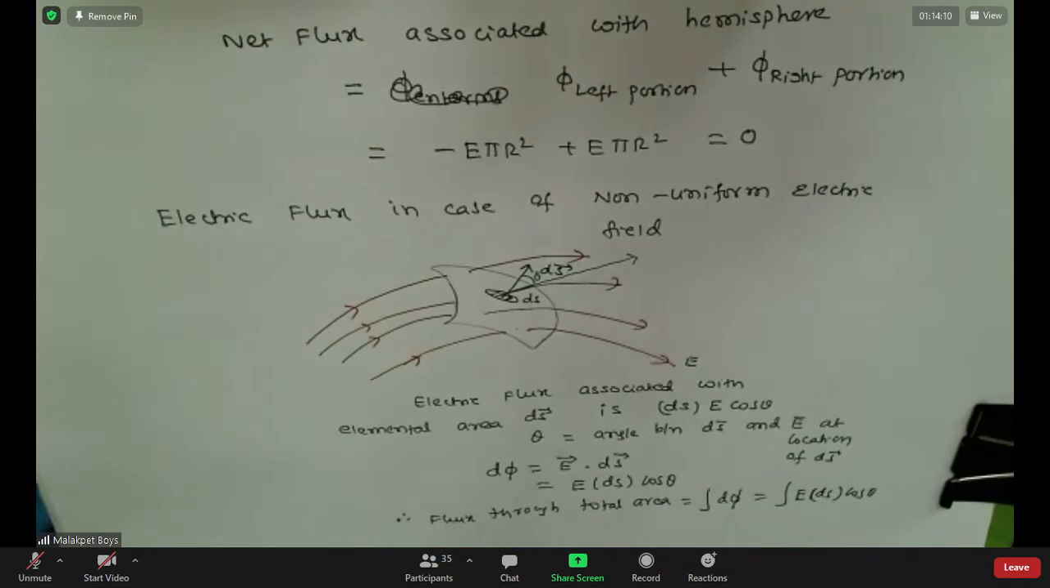Whenever the electric field is not the same at every point of a surface, you choose one small elementary area on the surface. Find the direction of the electric field at the location of that area and the direction of n cap. The angle between them is theta. Then the flux through that is E dS cos theta. Then for the whole surface, you integrate. Understood this? Yes, sir.